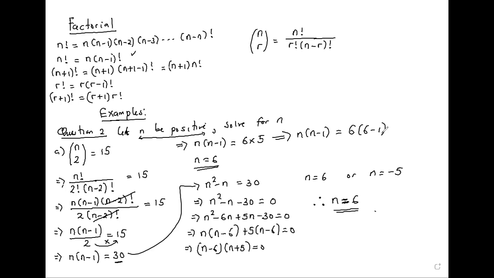But if somebody can't see that, then you go the quadratic way. Then just don't submit both solutions because you are told n must be positive. So you restrict yourself there.